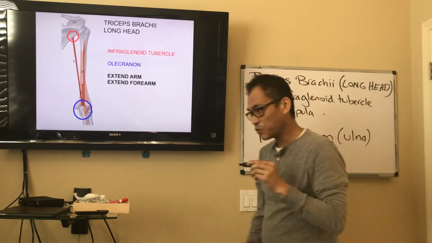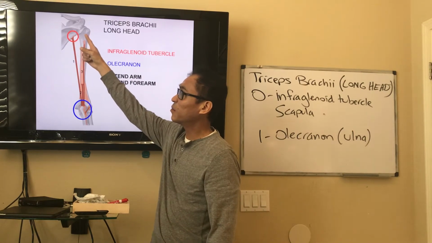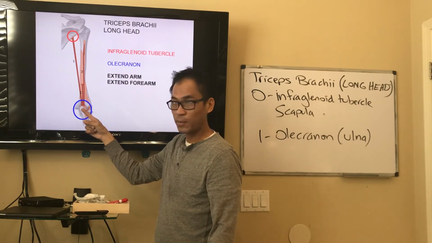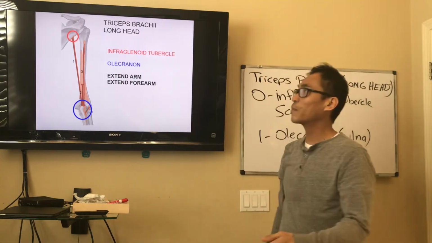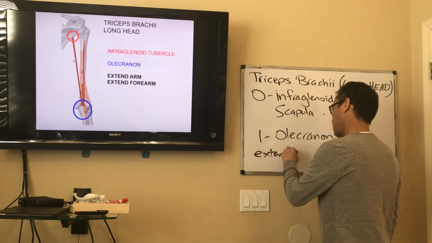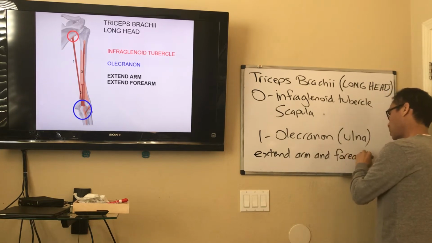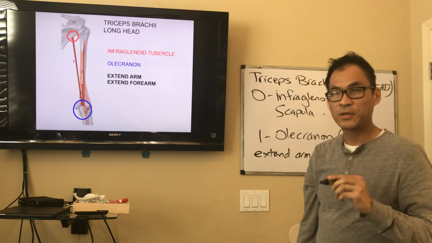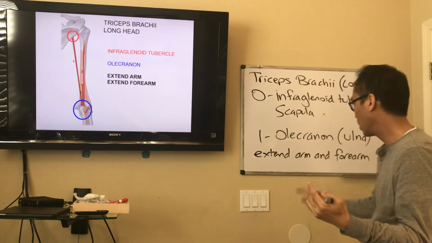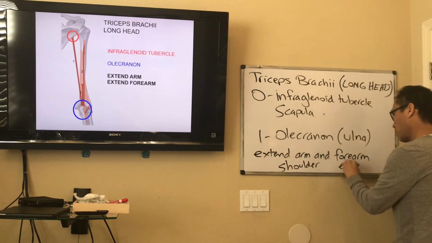So let's think for a second, how many joints are you crossing? Two. If you attach to the scapula, you can move the shoulder joint. If you go past the elbow, here on the ulna, you can extend at the elbow too. So that's why this can extend arm and forearm. Again, you extend the arm, that's movement at the shoulder joint. You extend the forearm, that's movement at the elbow. So extend arm, that's shoulder; forearm, elbow.